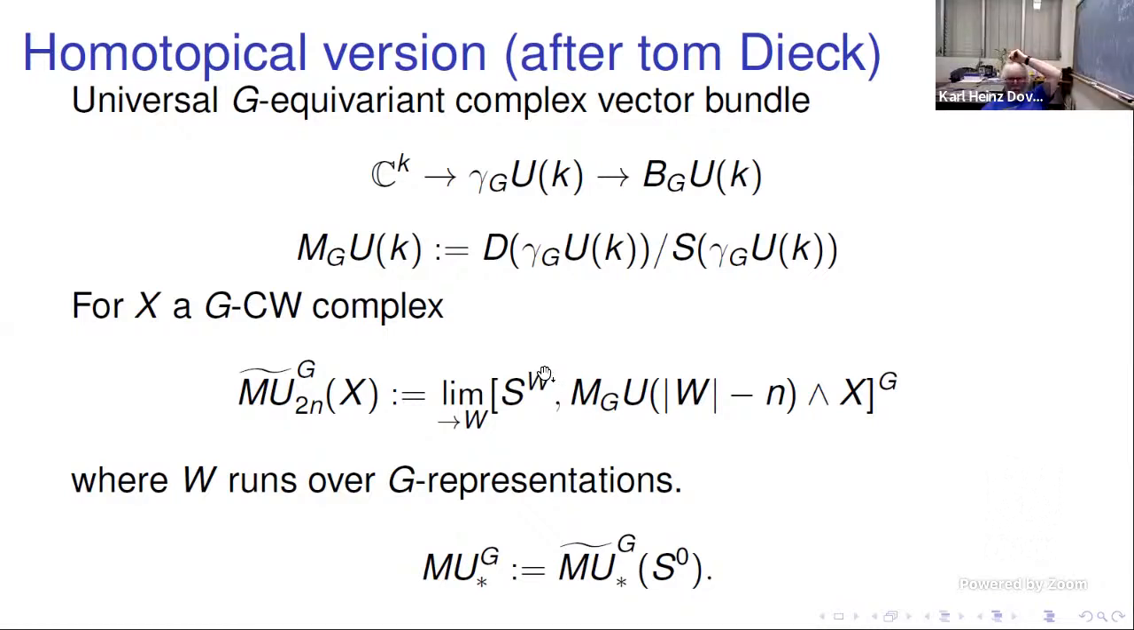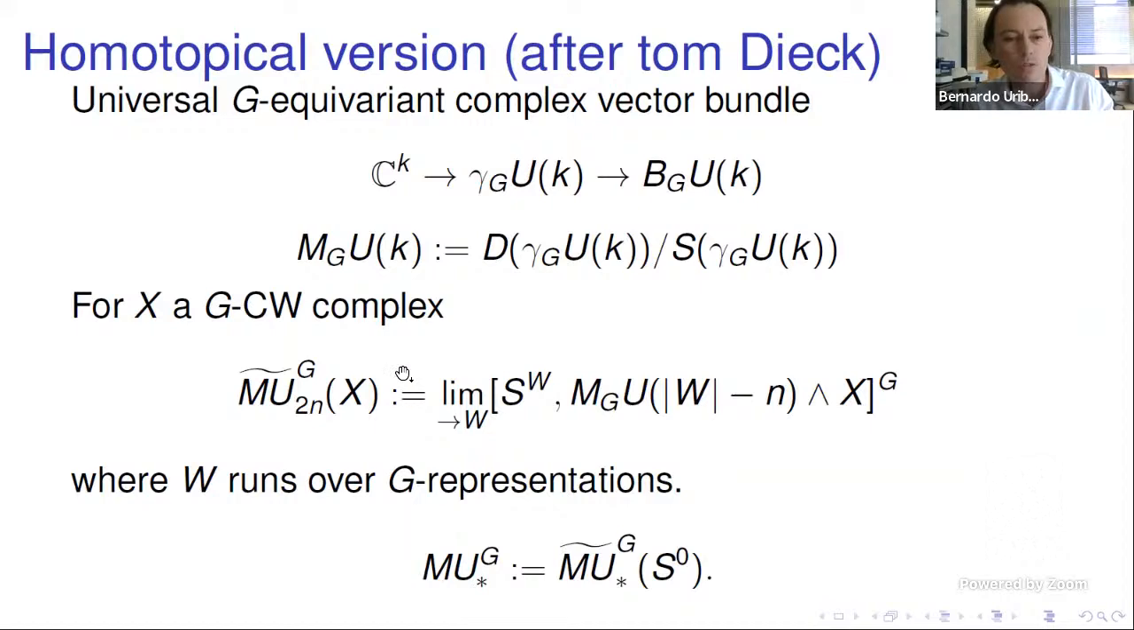The superscript G, does that mean equivariant or fixed point set? The fixed point set on the space of maps are the equivariant maps. So somehow yes to both. The fixed point set on the set of maps is the equivariant maps, because the action goes on the left and on the right. So fixed points means equivariant maps from left to right.